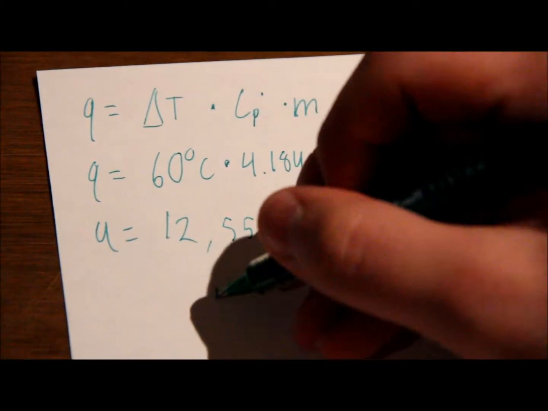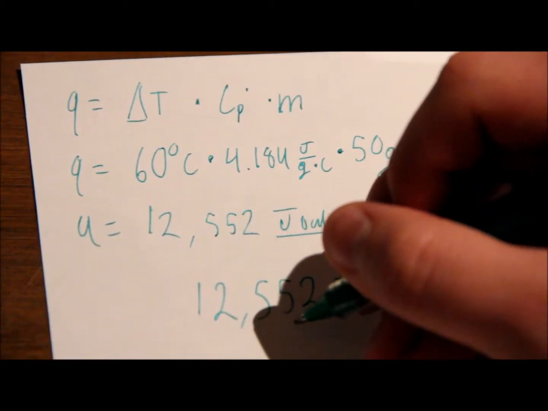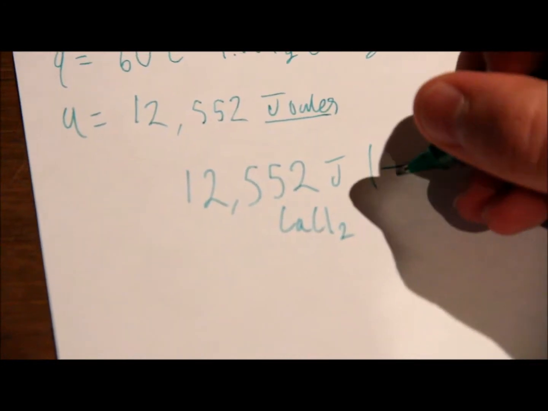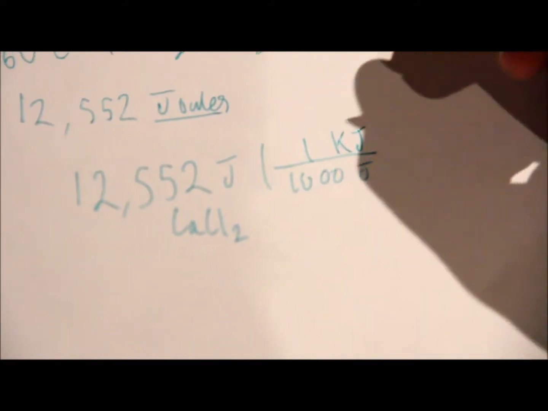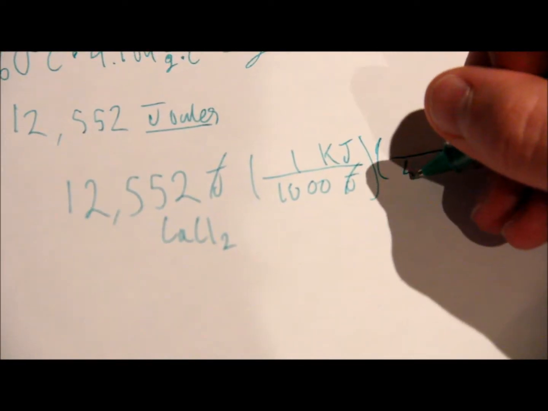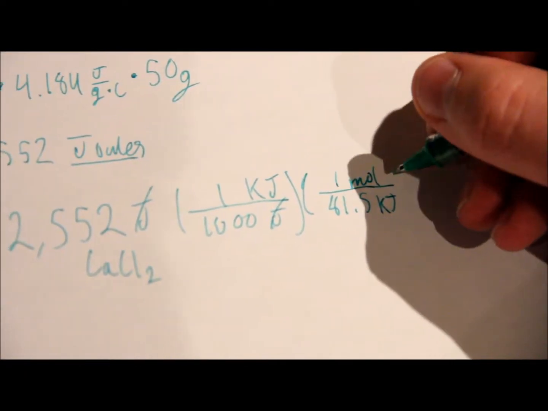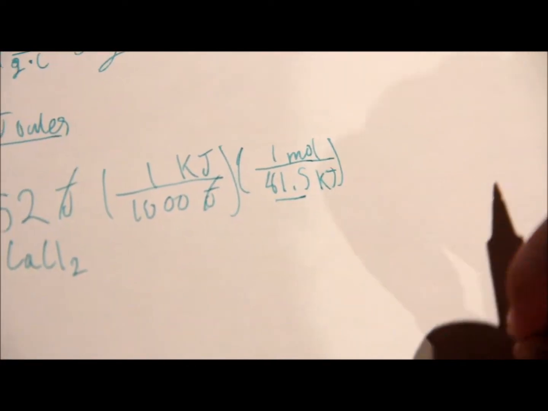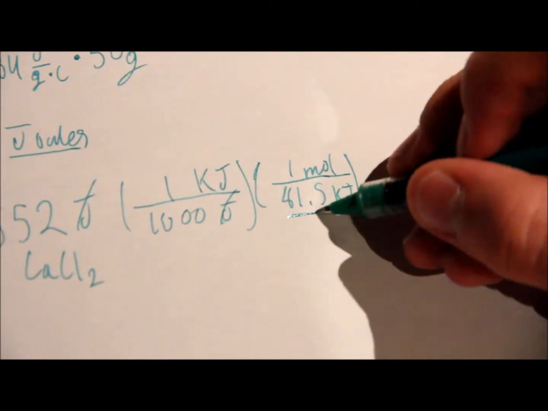Now, to find how many grams of calcium chloride we need, we're going to convert joules to grams. First, we have 12,552 joules, and I'm putting calcium chloride here so we know what we're working with, times 1 kilojoule per 1,000 joules. Now we're dealing with kilojoules. And then we know that there are 81.5 kilojoules per 1 mole of calcium chloride. We know this because we can take the difference of standard enthalpy change of formation between solid and aqueous calcium chloride, which would be this.